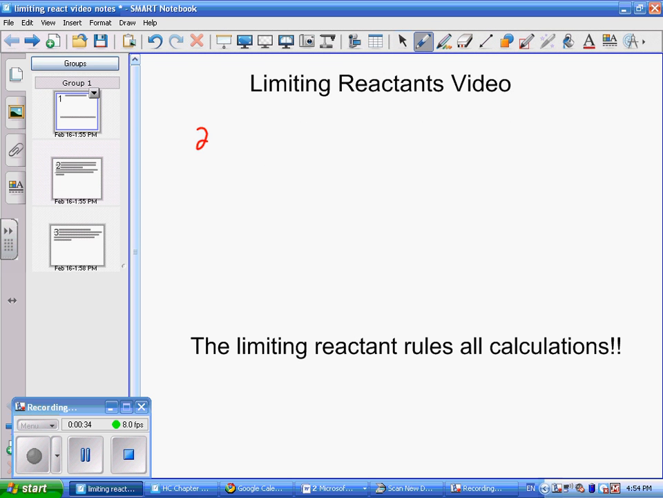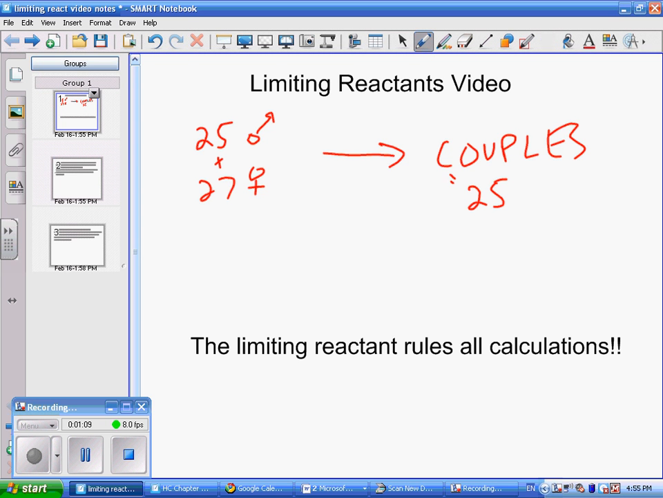Let's say I have 25 boys and I have 27 girls, okay? And I want to make couples. So the product is boy-girl couples. I'm going to react these two together and see what I come up with. Obviously, if I'm going to make couples out of 25 and 27, it looks like I have fewer boys than girls. I have two fewer boys, so the boys will dictate how many couples I'll have. And I think we can say that I'll have 25 total couples once everything's said and done.